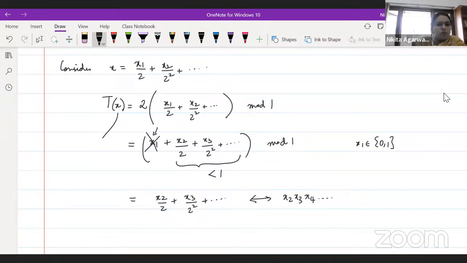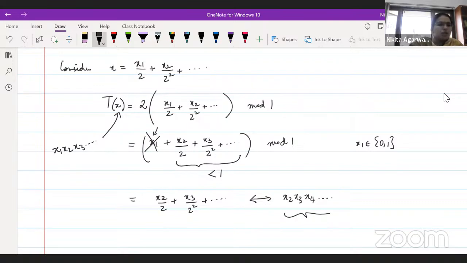So what did you start off with? You started off with a point having sequence x1, x2, x3 and so on. But when you applied the map T, it has gone to this new sequence, which is x2, x3 and so on. But this is something that you already are aware of. This is just the shift map, right? On sequences.